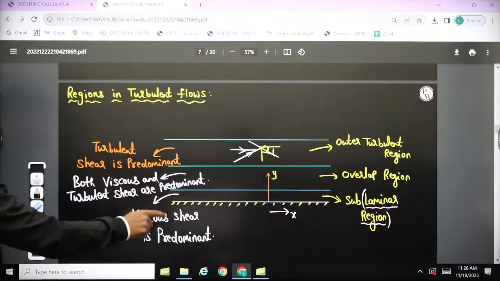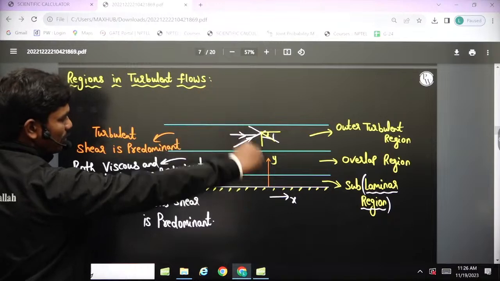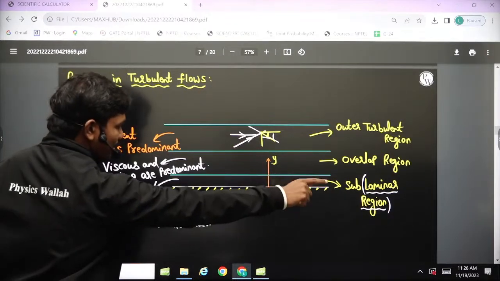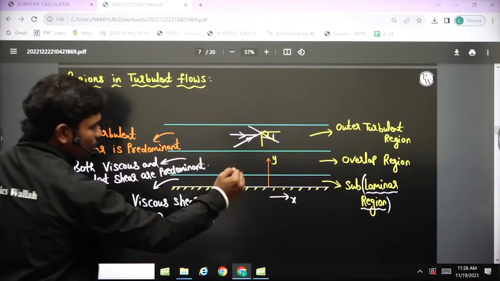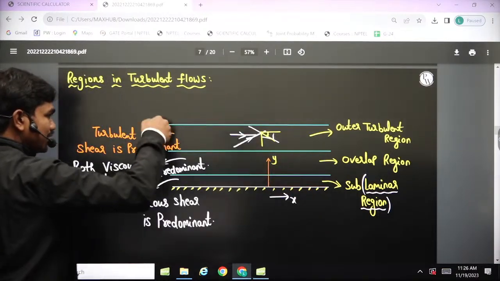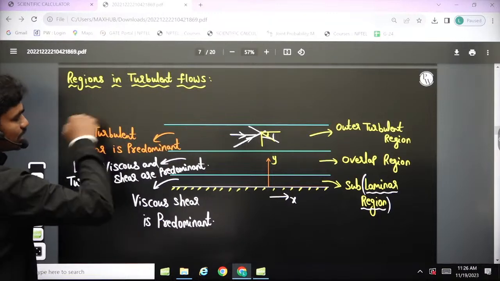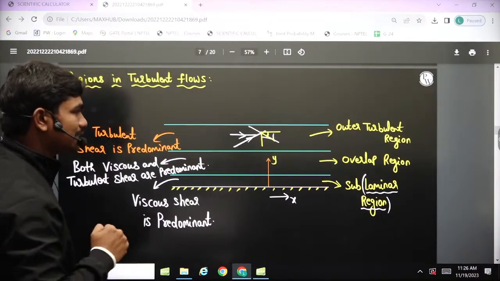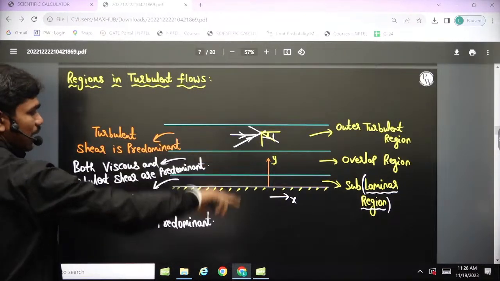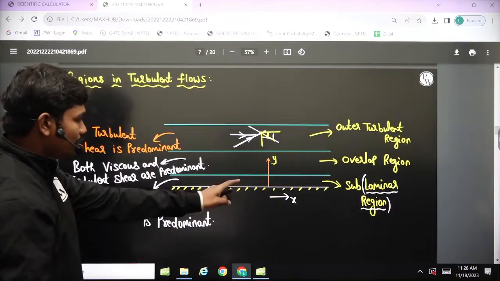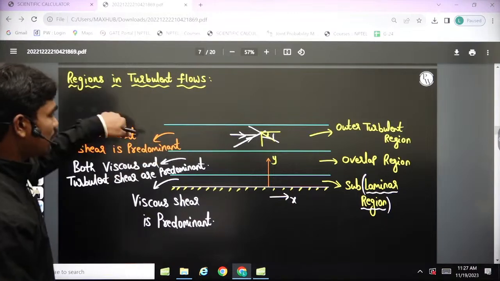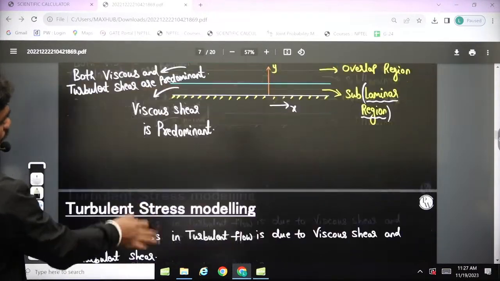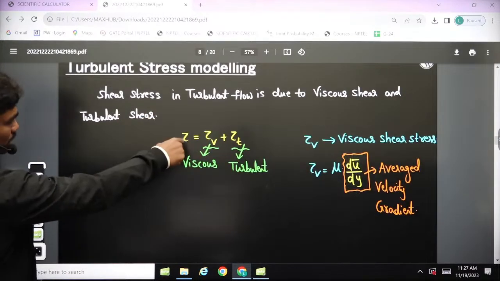So in case of this turbulent flow, if you see the region near the wall, this is basically the sublaminar region where the viscous shear is predominant. If you move away, this is called the outer turbulent region, where the turbulent shear is normally predominant. And this is an overlap, basically the transition layer from where the viscous shear stress is dominant to where the eddy or turbulent shear becomes dominant.